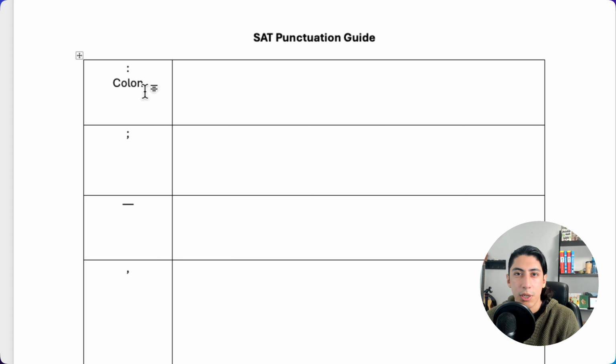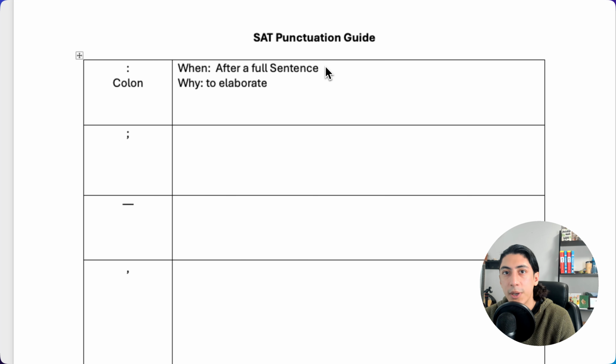Now, I want you to think to yourself, when do I actually even use a colon? If you thought, I use that for lists, that's actually not the correct way of using it. There's a when and a why. Okay, so the when to use a colon is going to be after a full sentence. And the why is just going to be to elaborate. So let's say you're talking about some sort of subject and you want to say more about that thing that's very specific, you're going to use a colon.